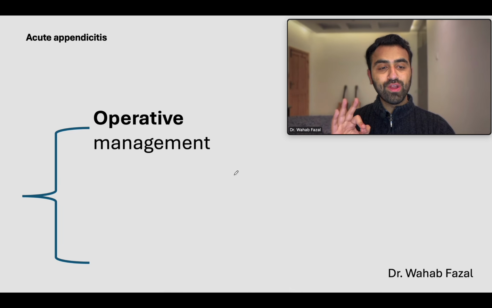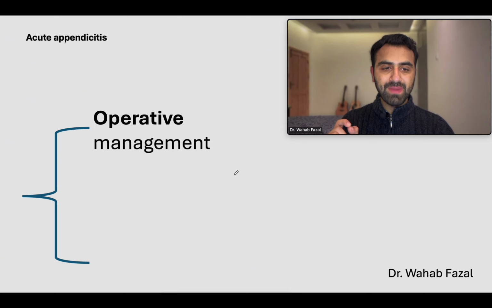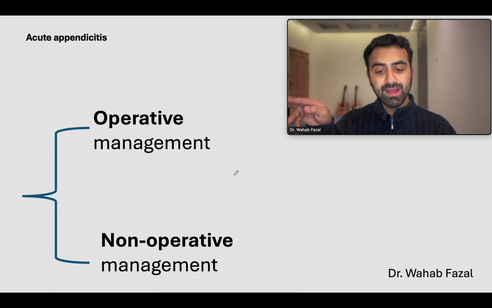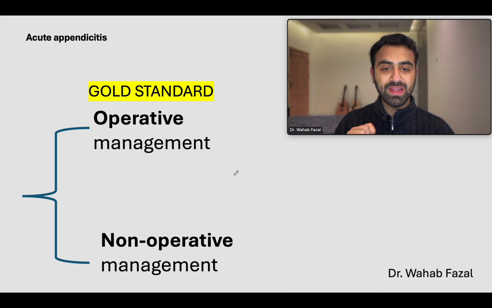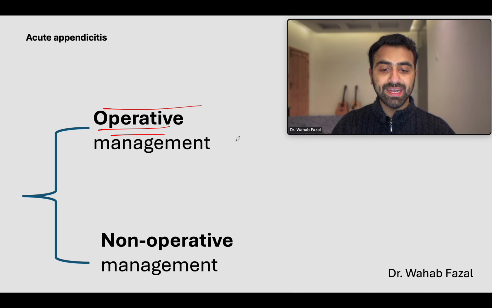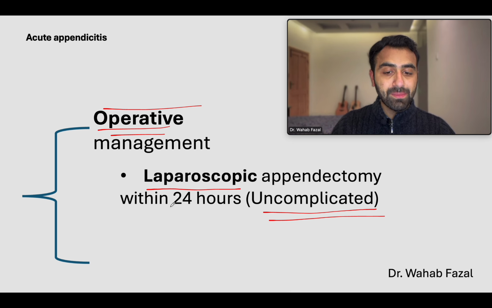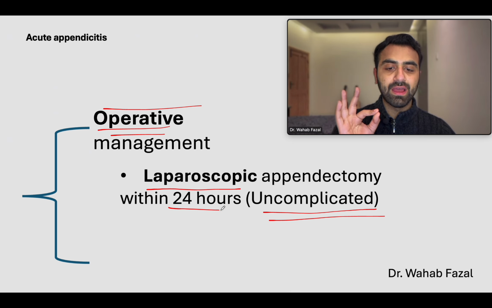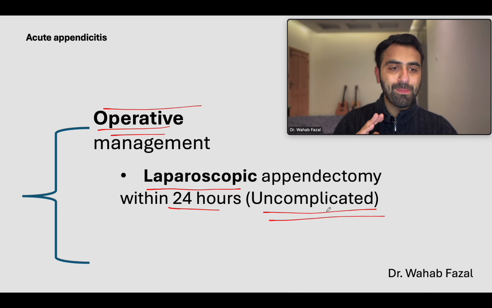So at this point, there are two ways you could handle this. One is operative management, meaning this patient goes into the OR, and the other is non-operative management. Operative management is the gold standard for managing patients with uncomplicated appendicitis. And what do they get? They get laparoscopic appendectomy within 24 hours of their admission. This right now is the gold standard. This is the first line treatment for anyone presenting with uncomplicated appendicitis.